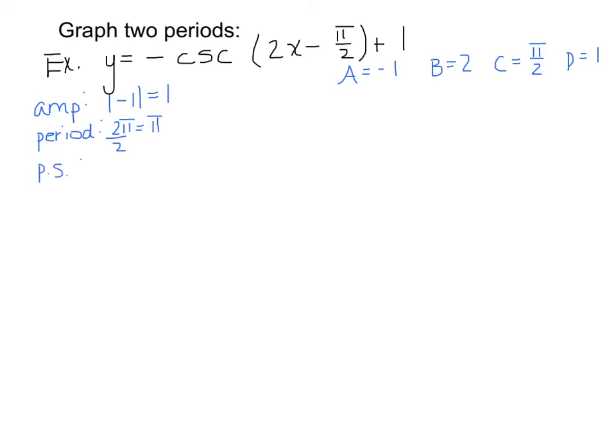My phase shift is X equals C over B, the same thing as pi over 2 times 1/2, which is pi over 4. And my vertical shift is y equals 1. That means all my points are going to move up 1.